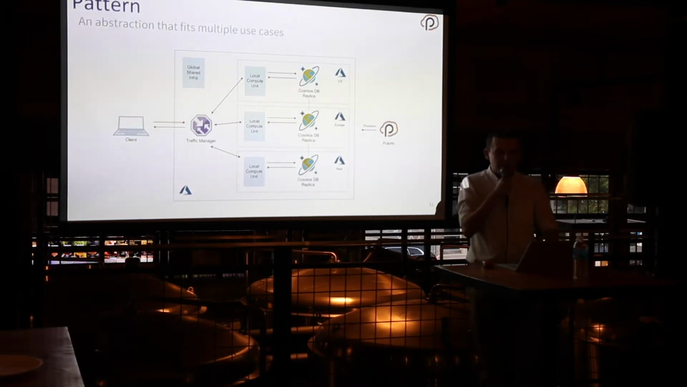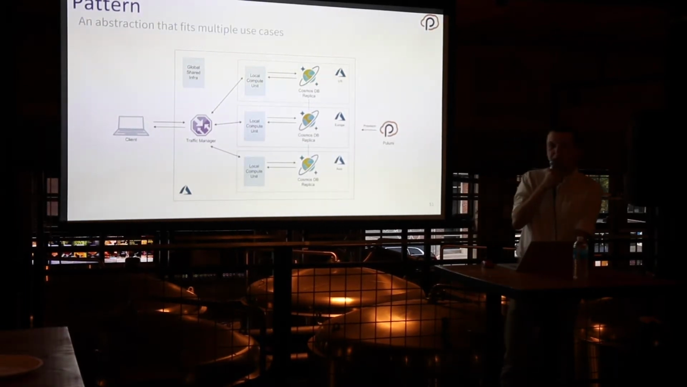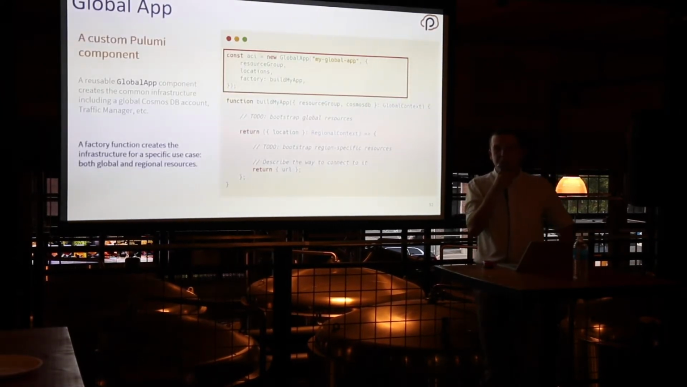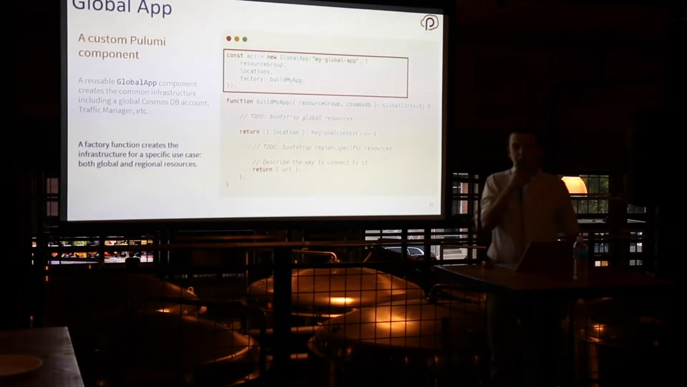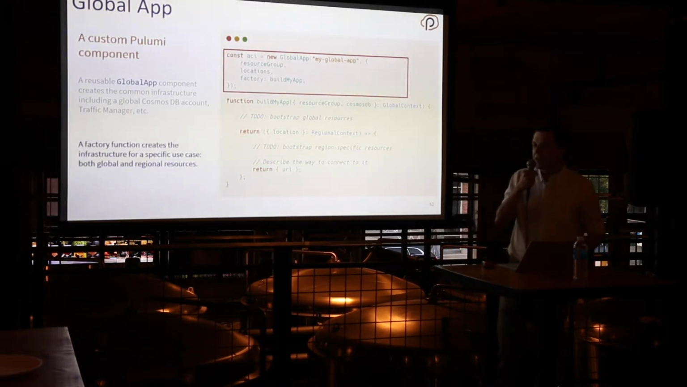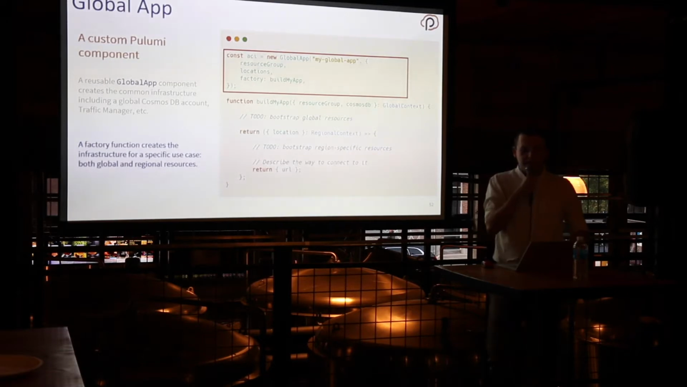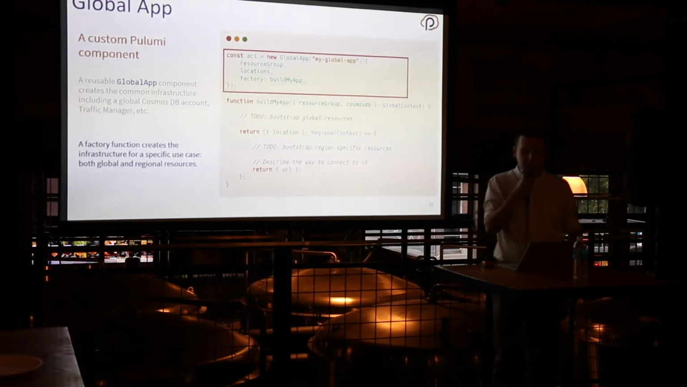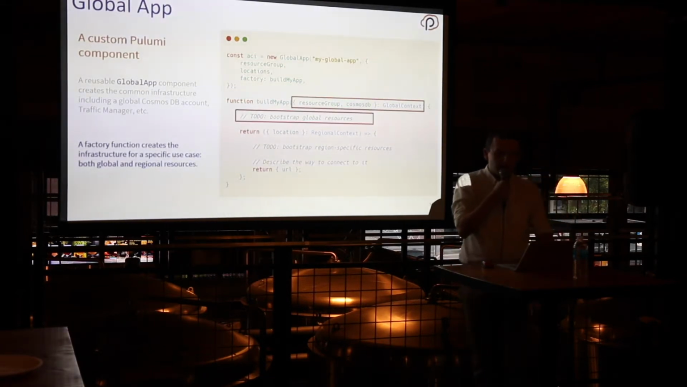So I can make an abstraction, as I would with a normal general purpose programming language. I can create a component for this, called global app, and it's a really simple one. I can pass a resource group, a list of locations, and then a callback function to provision the custom resources per use case.